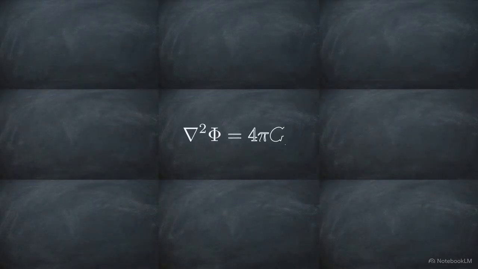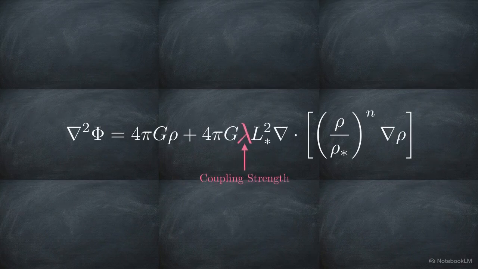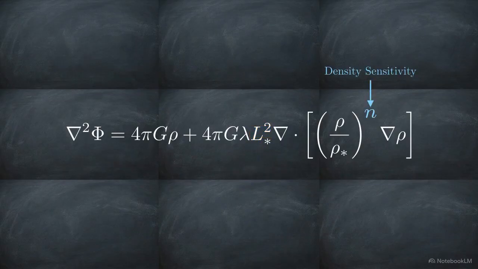The metric leads to the standard Poisson equation, which links the gravitational potential to local mass density. To account for the structure of matter, we extend this equation by adding a divergence form correction term. This operator relies on two specific parameters, lambda, which dictates the dimensionless coupling strength, and L star, defining the characteristic length scale of the interaction. Finally, the exponent n controls the exact sensitivity of the field to variations in density.